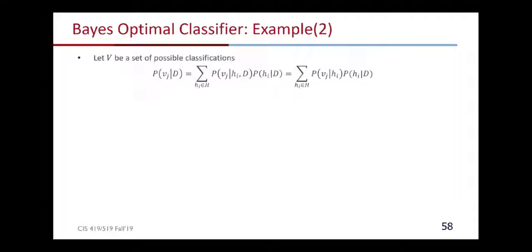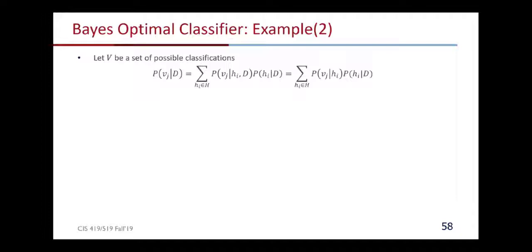Okay. So the way we're going to make the prediction is this. The probability of V given D is going to be the sum of the probability of Vj given that we want to use the Hi hypothesis and the data, times the probability of Hi given D, which basically means I'm not choosing a hypothesis, but rather I'm weighing the hypothesis.